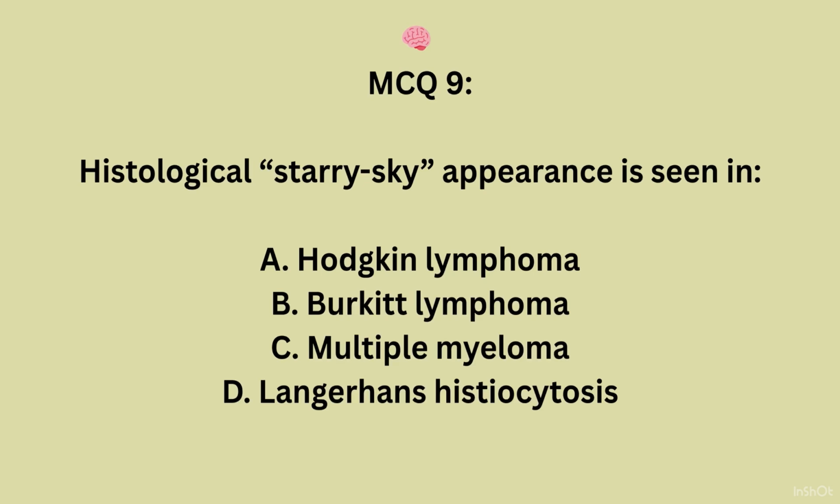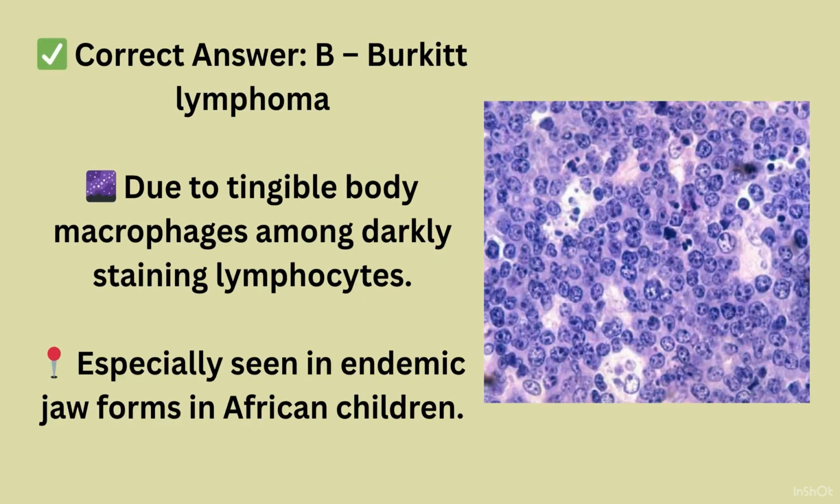MCQ number 9. Starry sky appearance histologically is seen in Burkitt lymphoma. And this starry sky appearance is due to the tingible body macrophages among darkly staining lymphocytes. This is especially seen in the endemic jaw form in African children.